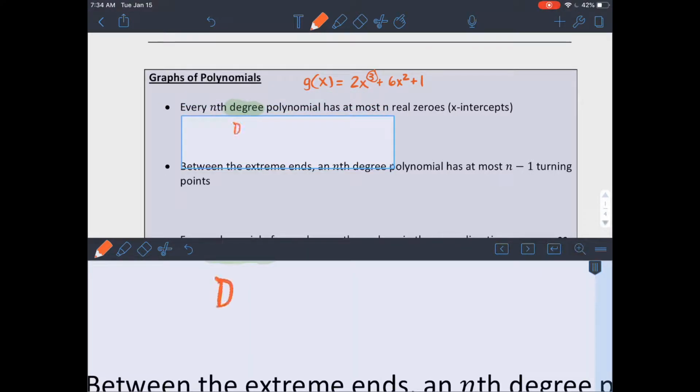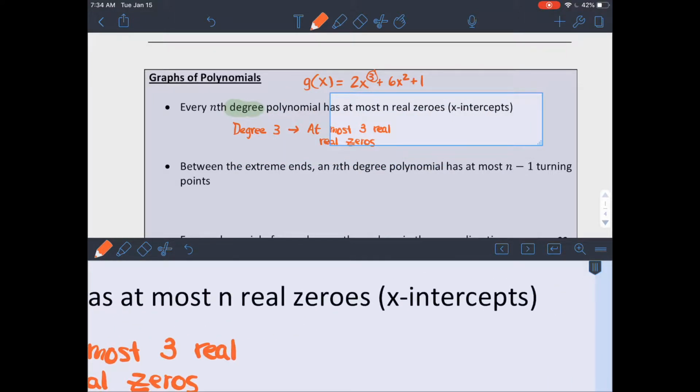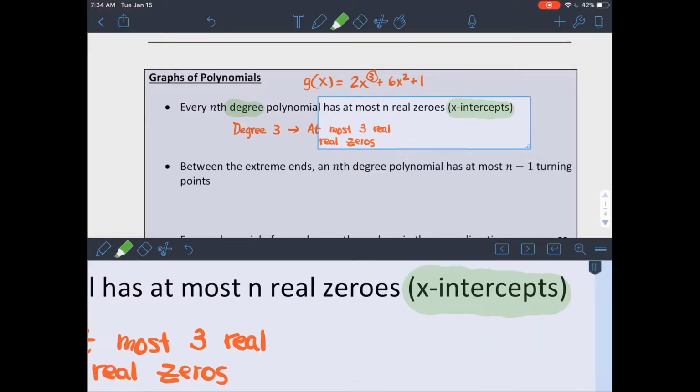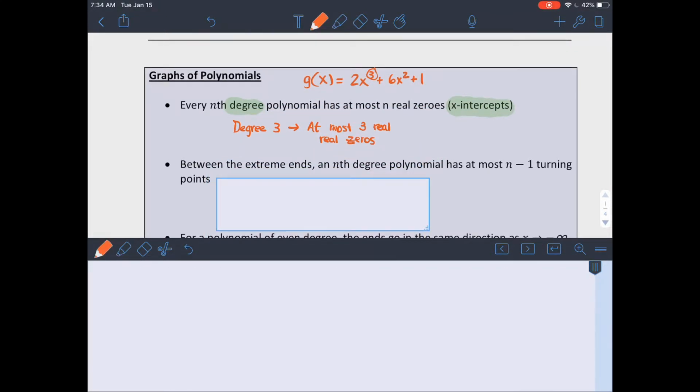Some of them might be complex and some of them might be real numbers. So there's at most 3 real zeros, which means when we graph it, there's going to be at most 3 x-intercepts. So degree matches your number of zeros, so at most 3 real zeros for a degree 3 polynomial. And your number of x-intercepts on your graph is going to be at most 3. Your degree is also related to your end behavior.